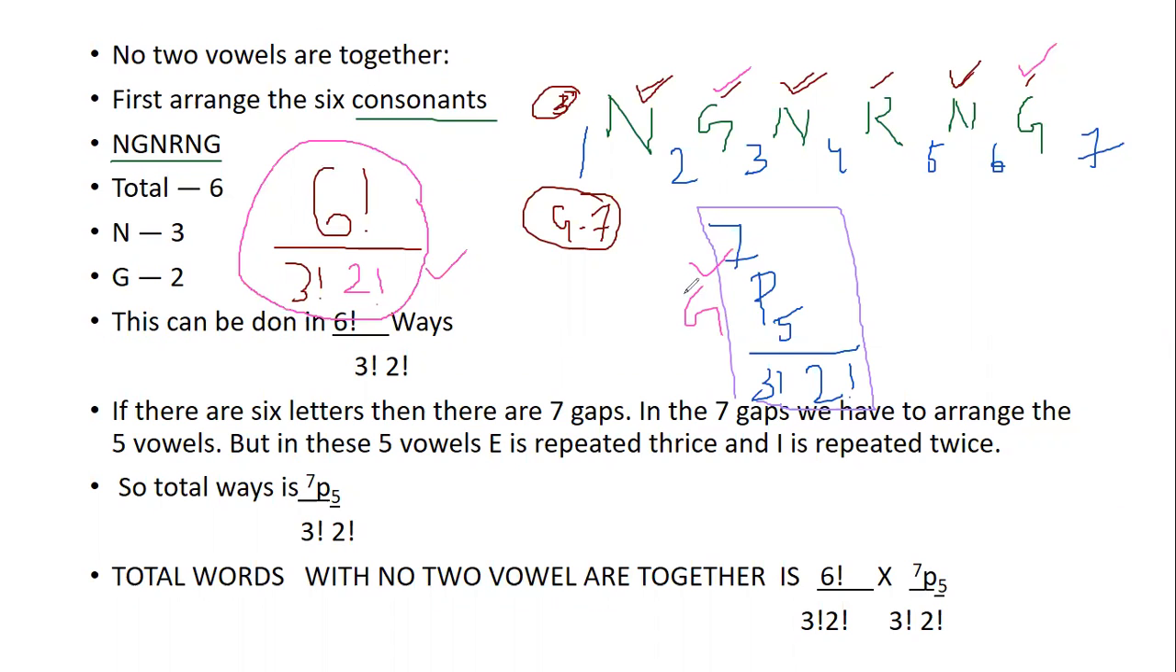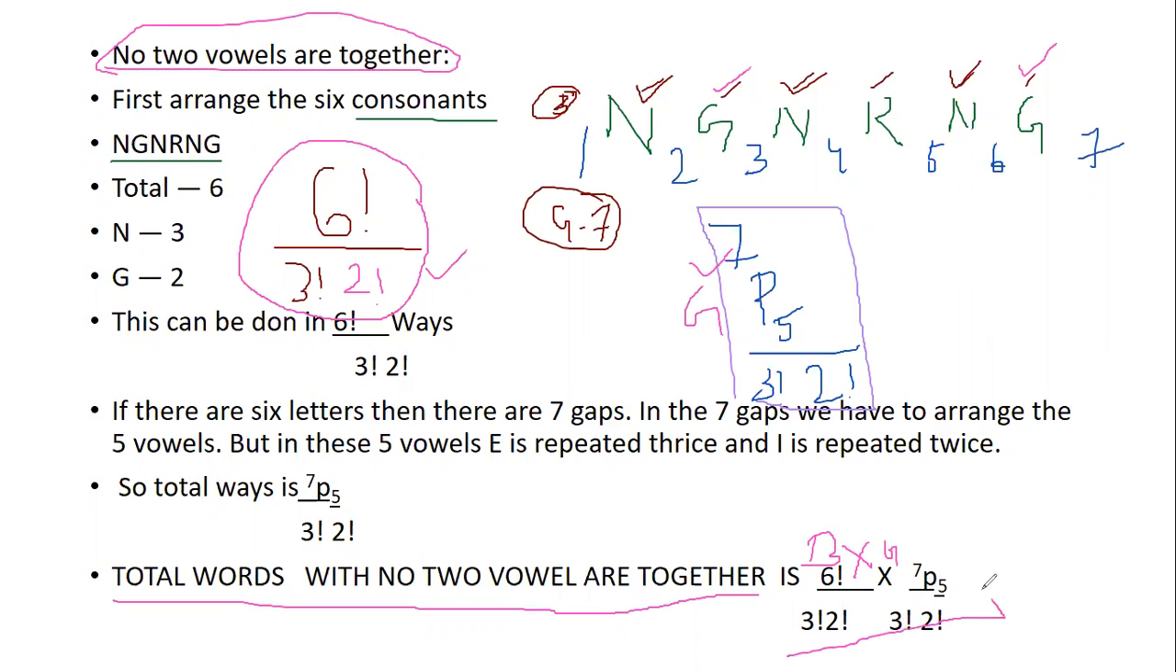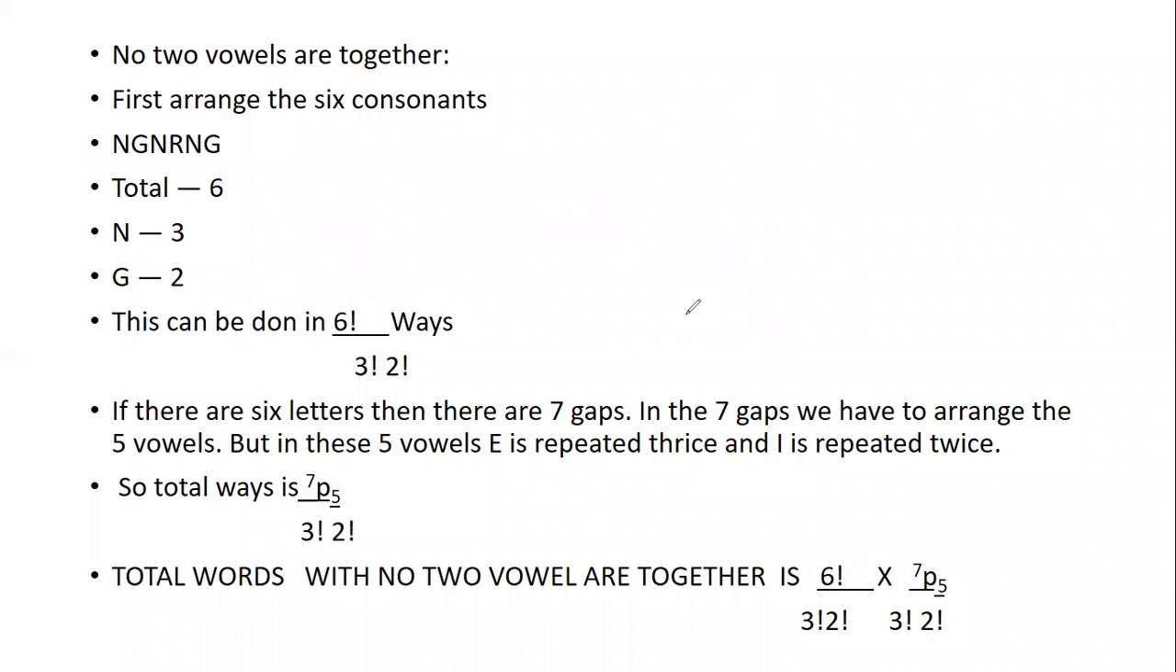Now let us take them together. The total number of words with no two vowels together, that is the final answer for the sub question, is the arrangement for boys multiplied by the arrangement for girls. So this will be my final total answer. Understood? Everybody understood till here? Any doubts?